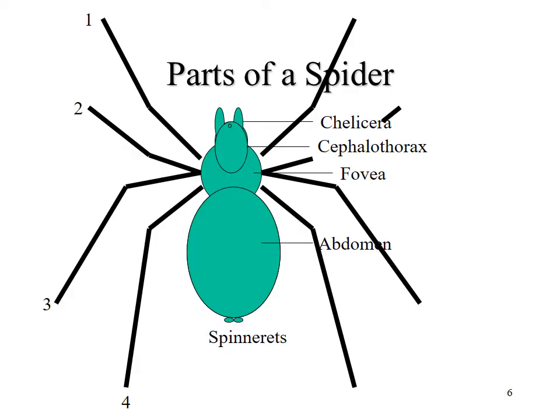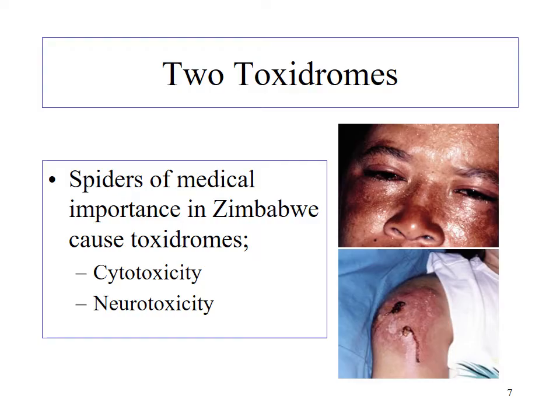So we've got two major toxic syndromes. The medically important spiders in Zimbabwe would either result in cytotoxicity, which is basically tissue damage, or they would result in neurotoxicity, which is towards the nervous system.